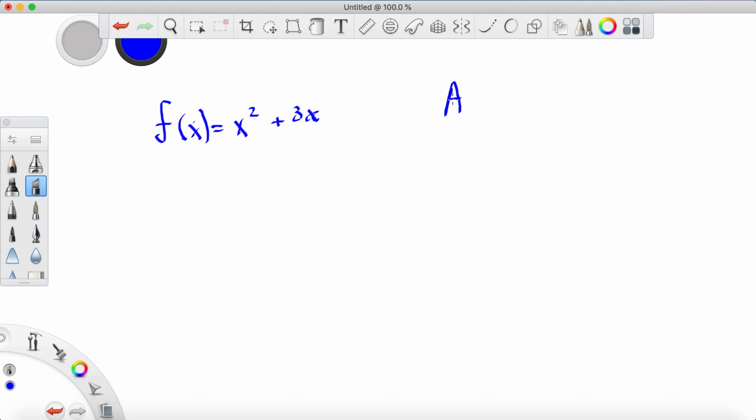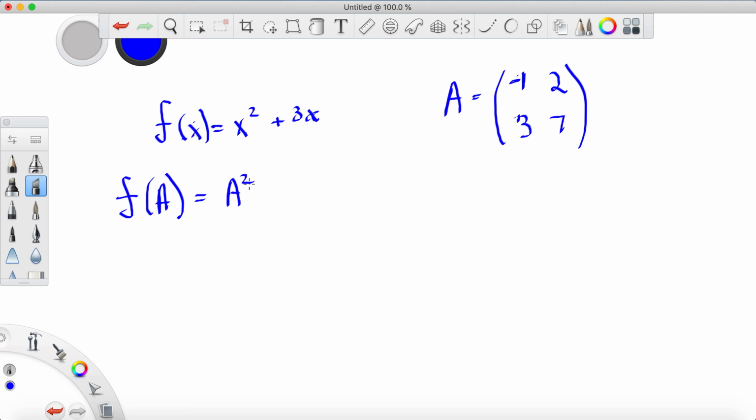And suppose our matrix A we had was -1, 2, 3, and 7. What would f of A be? Well, we simply have to plug in, every time we see x, we plug in A. So this should give us A squared plus 3 times A. And now we just compute A squared and 3 times A.